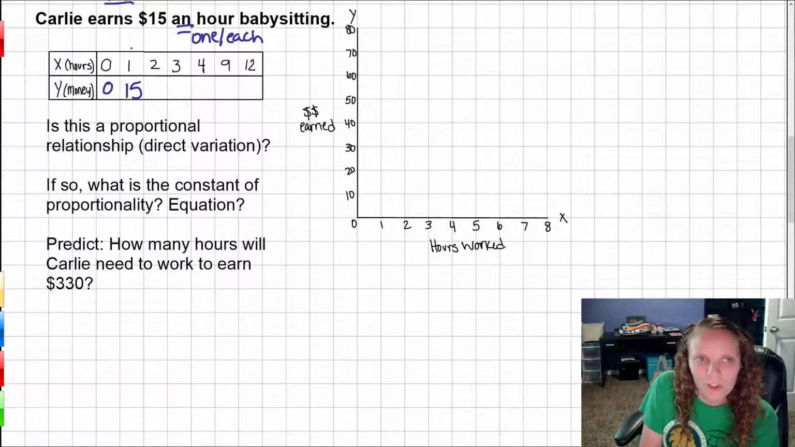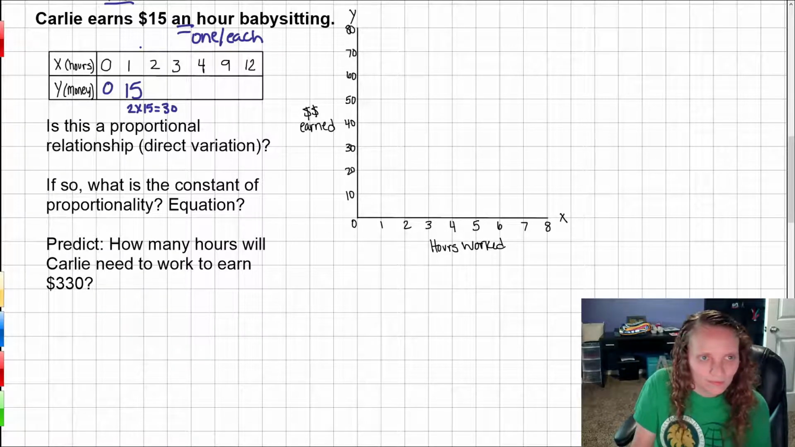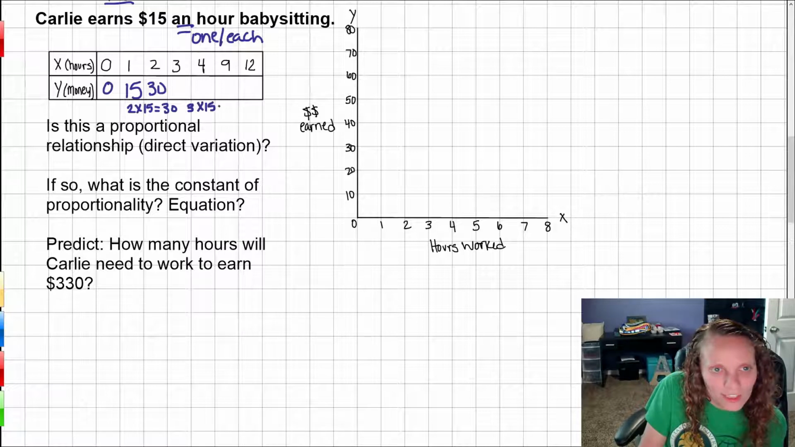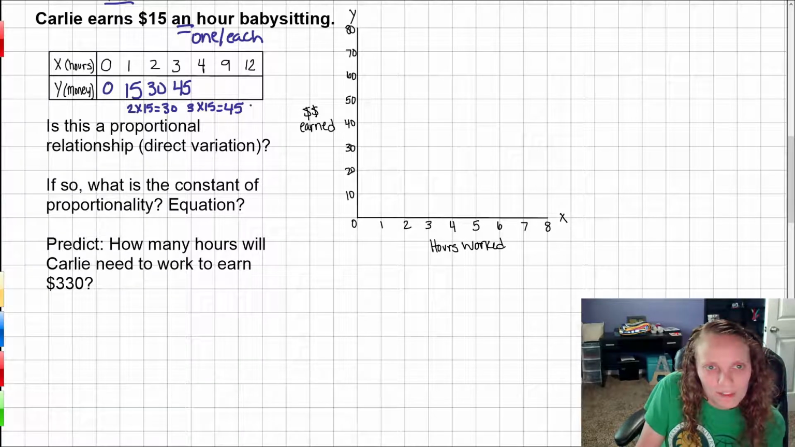For 2 hours, so if she's working for $15 an hour and she's working for 2 hours, we're going to do 2 times 15, which equals 30. Okay, we'll do the same thing for 3. So 3 times 15 is 45. And do the same thing for 4. 4 times 15 equals 60.